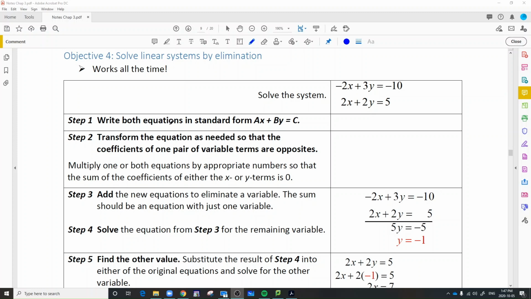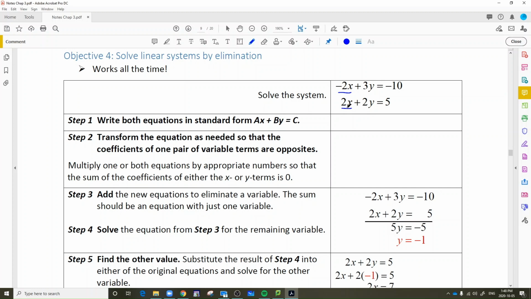So that's step one. Step two is to transform the equations as needed so that the coefficients of one pair of variable terms are opposites. So what that means is what we've already got here. You want one of your variables to have the same coefficient and ideally opposite signs. Not necessary, but it makes it simpler if you do. So we're going to teach it how to do it that way. So this one, we don't have to do step two because it's already done.